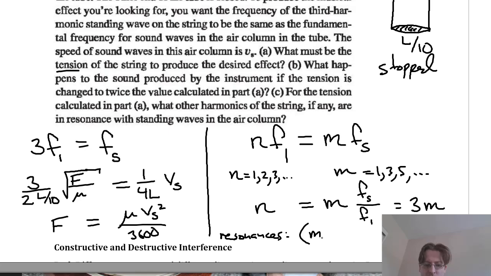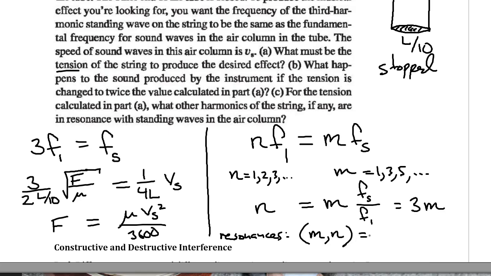For each m value, I'll have a different possible n value which resonates. So I'll have a whole list of them here. I can take m equals 1 and n equals 3. We already know about that one. That was how the instrument was designed, so that the fundamental of the air column matched the third harmonic for the string. But there are more.